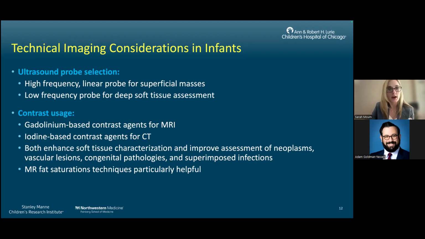In terms of contrast, really contrast is going to help improve the quality and the assessment for both CT and MR. But I would say with MR, when you add fat saturation techniques, this provides an improved assessment for any neoplasms, vascular lesions, congenital pathologies, and superimposed infections. You'll be able to see better delineation between the lesion and adjacent structures and the extent of the lesion as well.